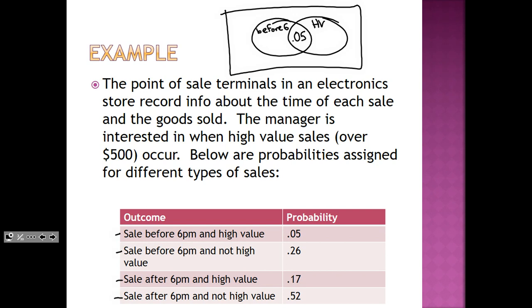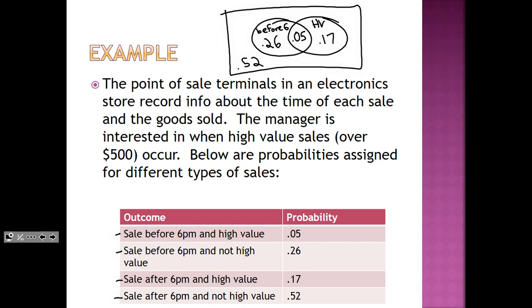Right? Now before 6 and not high value, so think about where that has to be. We're in the before 6 circle, but not in the high value circle, so that's the other part of that circle. So that's the 0.26. Okay, after 6 and high value: now we're in the high value circle, but not in the before 6 one, we're after 6. That's 0.17. And then after 6 and not high value is in neither of the circles, so that's what's outside.